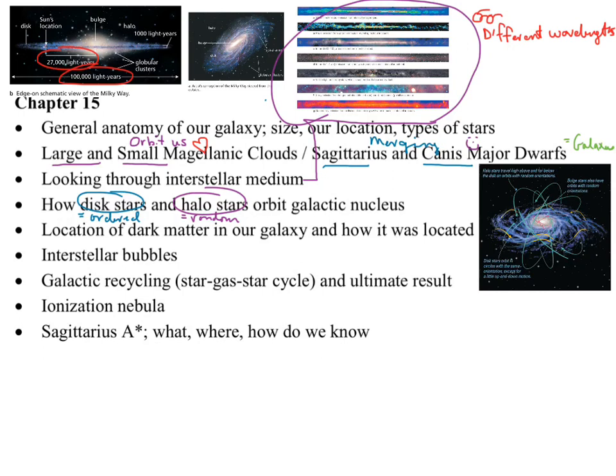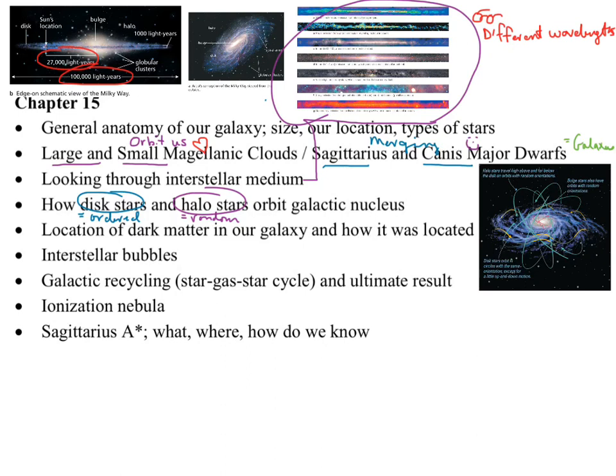The next one is how do disk stars and halo stars orbit the galactic nucleus. That's this one over here. Basically, the yellow are the disk stars, and they're nice and orderly, and the green are the random halo stars, the wild children. I think we talked about that clear back in Unit 1.